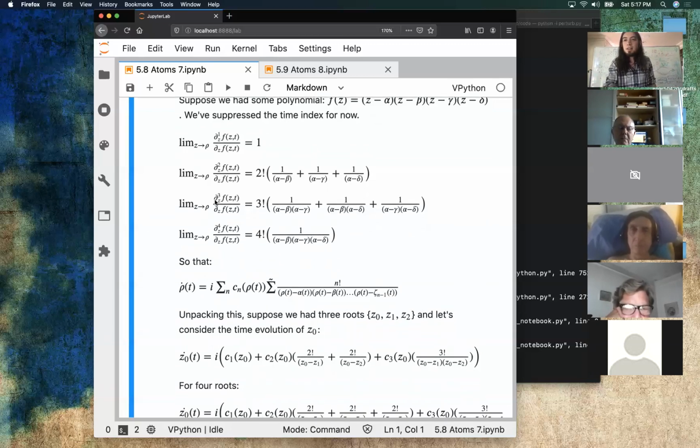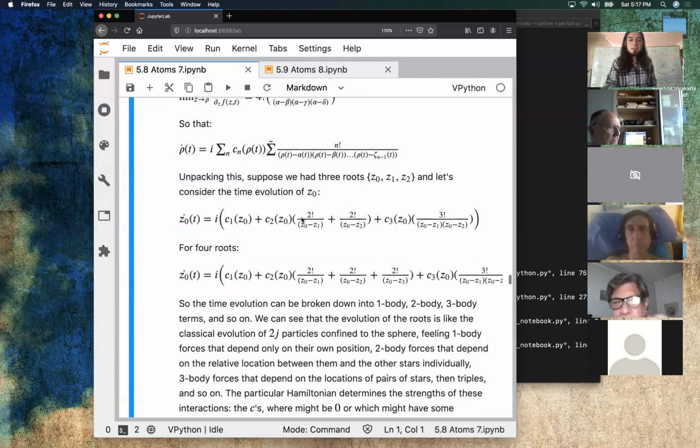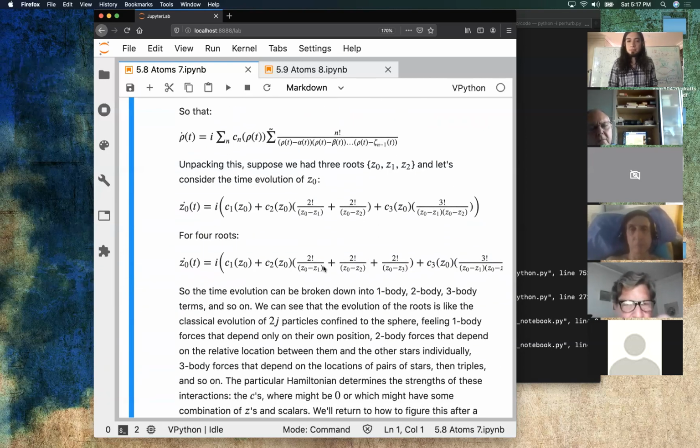For the third derivative, we have a two-body interaction where rho interacts with beta and gamma, rho interacts with beta and delta, rho interacts with gamma and delta. In other words, the root interacts with the other roots taken two at a time. And then here we have an interaction term where the root interacts with the other roots taken three at a time. Matthew, do you have an intuition for what's the physical meaning of roots interacting?